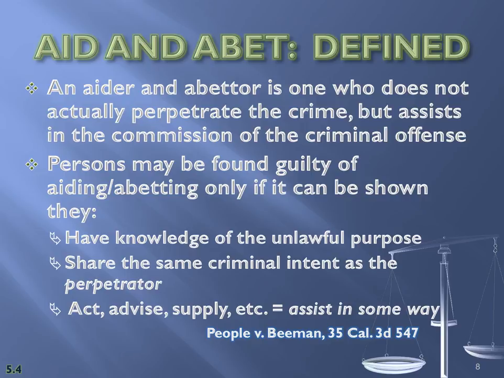Does that make sense? And persons may be found guilty of aiding and abetting only if it can be shown that, first, they have knowledge of the unlawful purpose. Second, they share the same criminal intent as the suspect. And then third, they act, advise, supply, etc., or assist in some way.